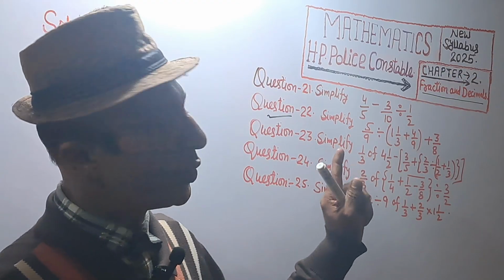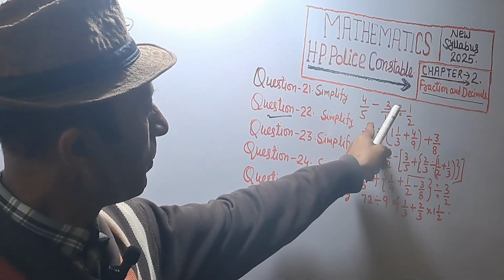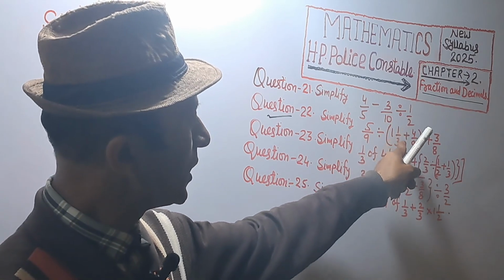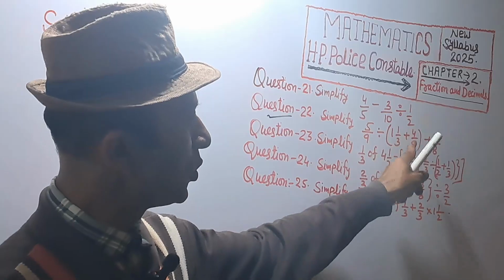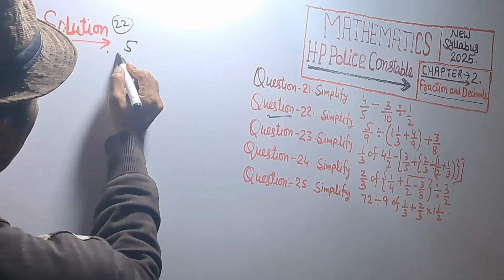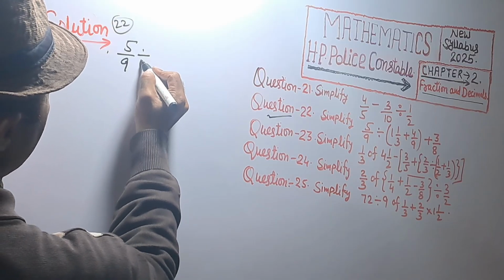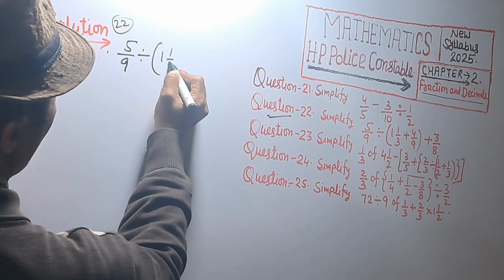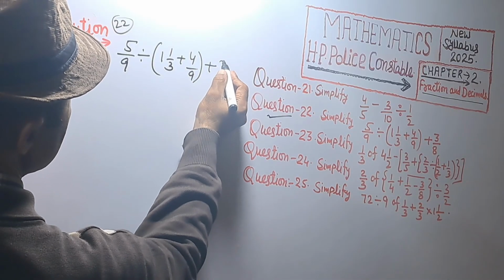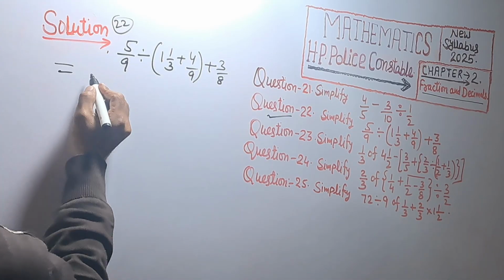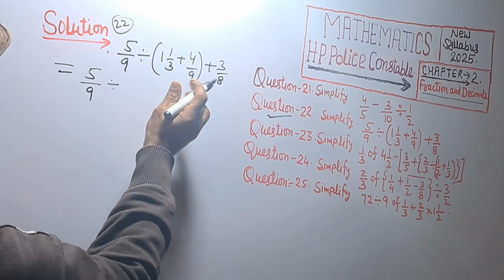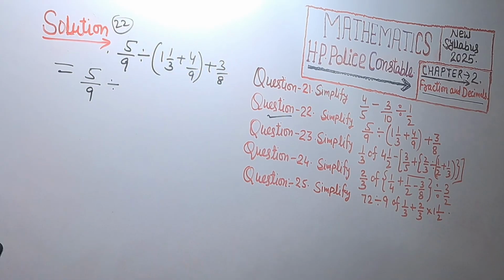Next, question 22. Simplify 5/9 divided by (1 whole 1/3 plus 4/9) plus 3/8. The given question is 5/9 divided by 1 whole 1/3 plus 4/9 plus 3/8. That is equal to 5/9 as it is, divide sign as it is. First we solve the bracket.